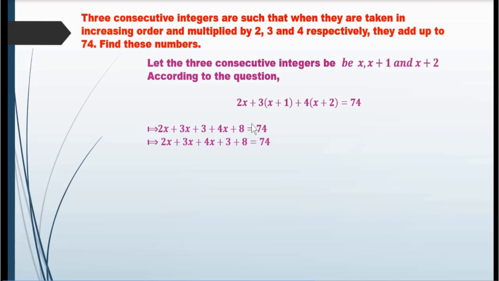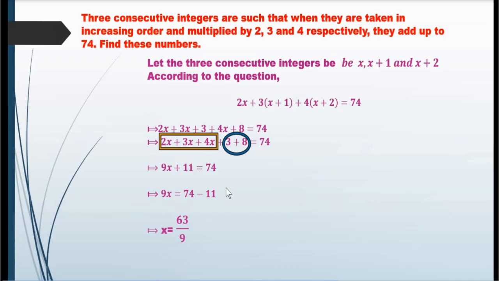We removed the bracket. And 4 into x, 4x plus 4 into 2, 8. So 4x plus 8 and then we get in RHS 74. Rearranging this, we get 2x plus 3x plus 4x is 9x and 3 plus 8, 11. We have rearranged the x in one group and numbers in another group. Now, transposing 11 to RHS, we get 74 minus 11, 63.